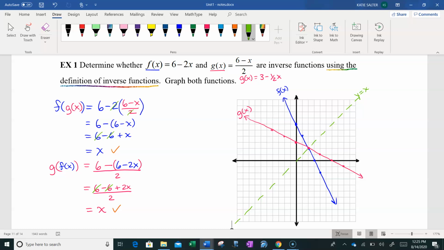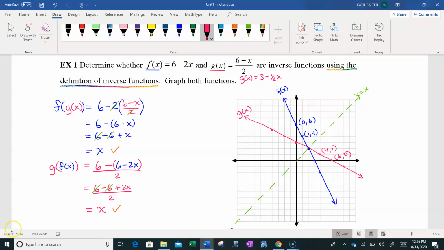Also, if you have a function that is going to intersect its inverse function, they will intersect on that line. If you ever are testing to see if two functions are inverses and they intersect but they don't intersect on that line, something's wrong. All right, so we've looked at this from an algebraic standpoint, checking to see they are inverses. We've looked at it graphically. Now I want to look at it numerically.